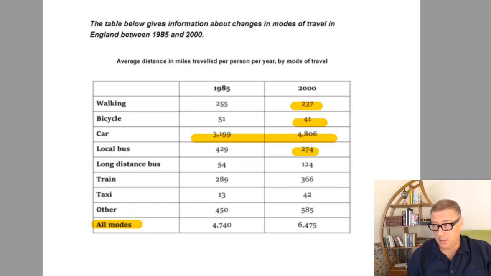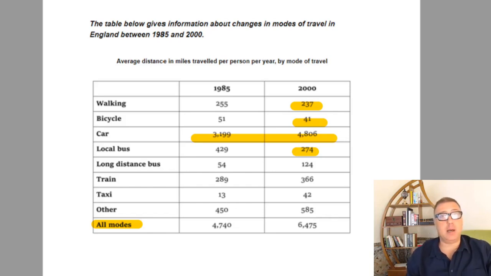Walking, bicycling, and local bus all decreased from 255 to 237 for walking, 429 to 274 for local bus, and 51 to 41 for bicycle. So that's enough. I've given all the data points.